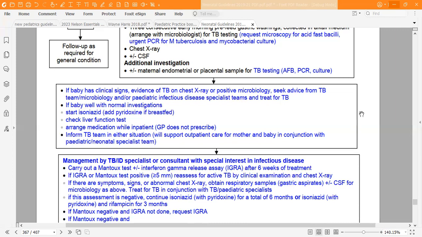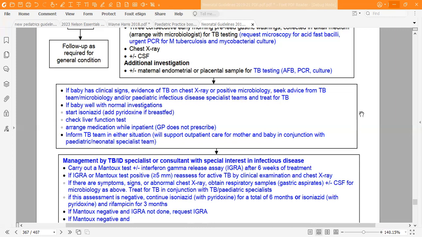So if we decide to start isoniazid for this newborn baby, we have to add pyridoxine on top if he is breastfed. Why pyridoxine if he is breastfed? Because formula milk contains pyridoxine, so there is no need to give an added supplement. But he is exclusively breastfed, so we have to add pyridoxine on top of the isoniazid.